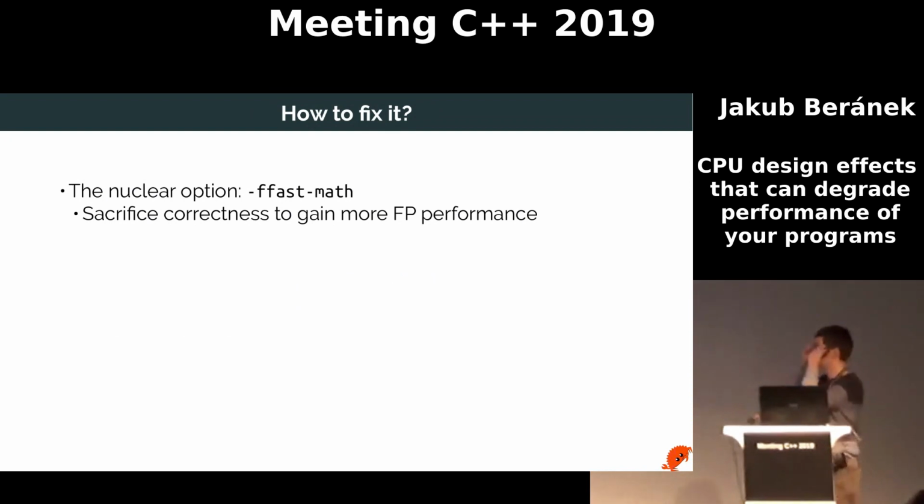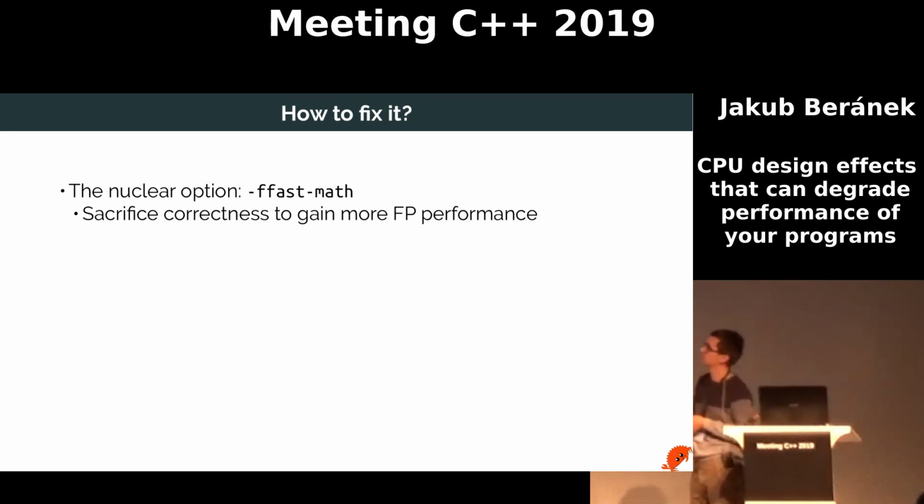So how can we fix this? Kind of like a nuclear option is to use a compiler switch called -ffast-math, which does a lot of things, not just deal with those denormals. It basically says to the compiler, sacrifice correctness to gain more performance. So it will break the IEEE rules about floating point. It will do a lot of stuff, and in that collection of things, it will also handle these denormals.